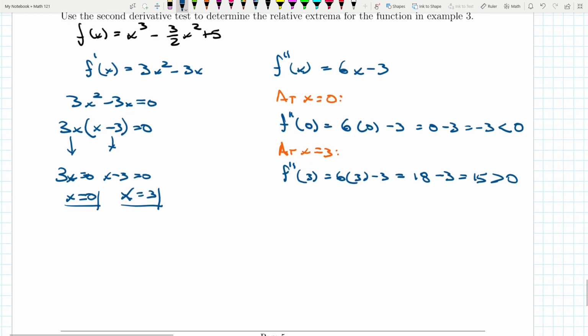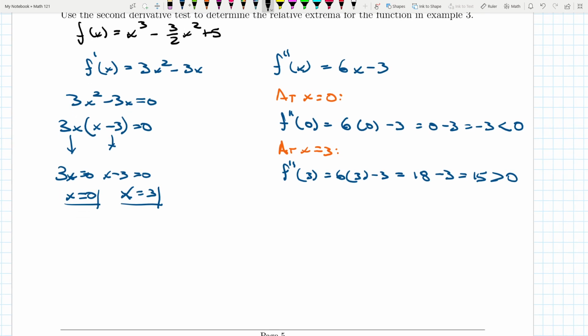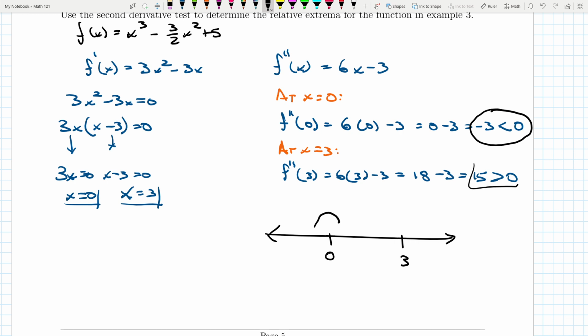What does that mean? Well, it means that at the point where x equals 0, we have a negative concavity, that is concave down, and at the point where x equals 3, we have a positive concavity, that is concave up. But ultimately, this means that we have a relative max and a relative min. That's what it means in this case.